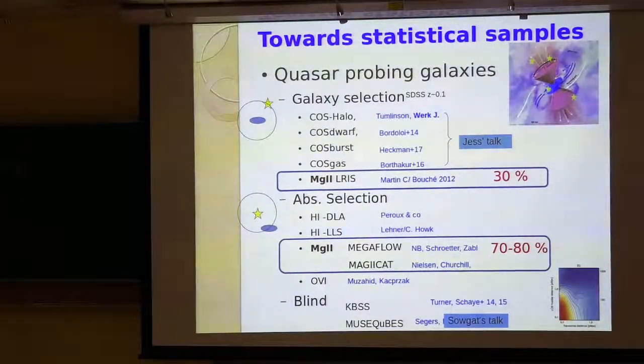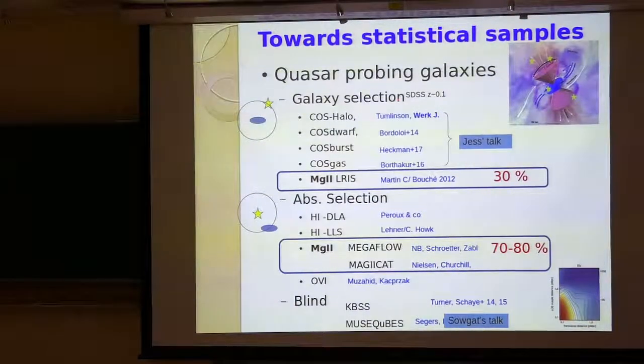So now going back to quasar probing galaxies, around star-forming galaxies in particular. I already discussed some of these surveys. Now I want to move on to the absorption-selected surveys. I would not have the time to review all of them. I would like to emphasize two that I've been involved with that are magnesium II selected surveys.